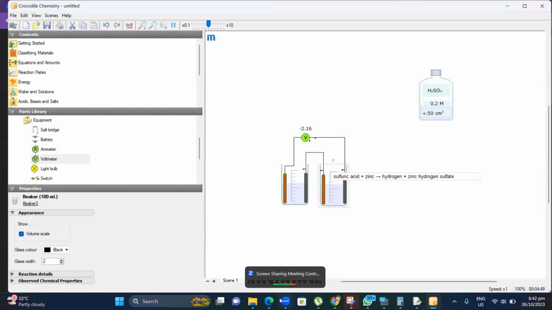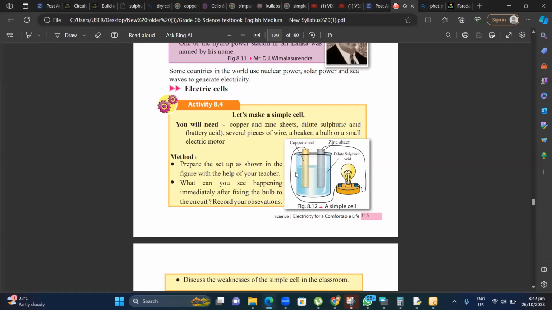I suggest you to do this at home, and please send me some photos and videos to our WhatsApp group, because this simple cell you need to create and get the experience. How can you find copper? Copper sheets are available in the market. In a shop, in a hardware, you can buy. Zinc sheets are also available.